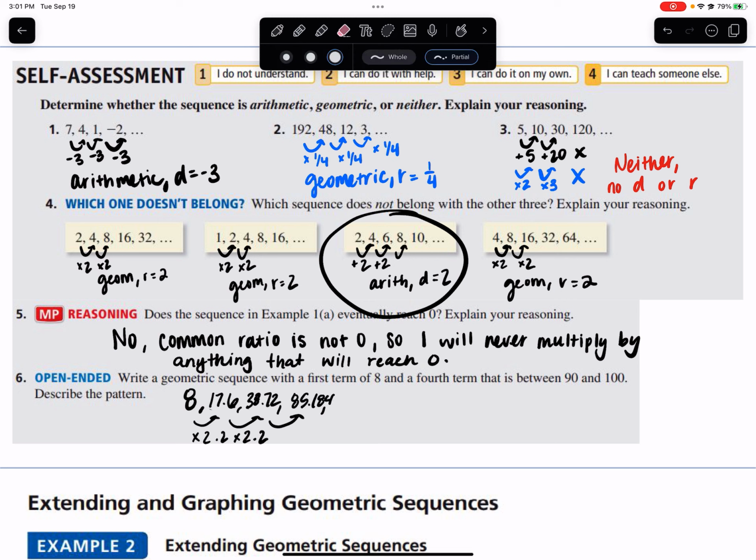Oh my goodness. Trial and error, y'all. Okay. We'll do 2.3, and I hope that's not too big. 8 times 2.3 is 18.4. Times 2.3 is 42.32. That's not going to work. Oh, it did work. Yay. Okay. Times 2.3 is 97.336. There we go. Okay. So if we use a common ratio of 2.3, then we can find a sequence that fits that description.